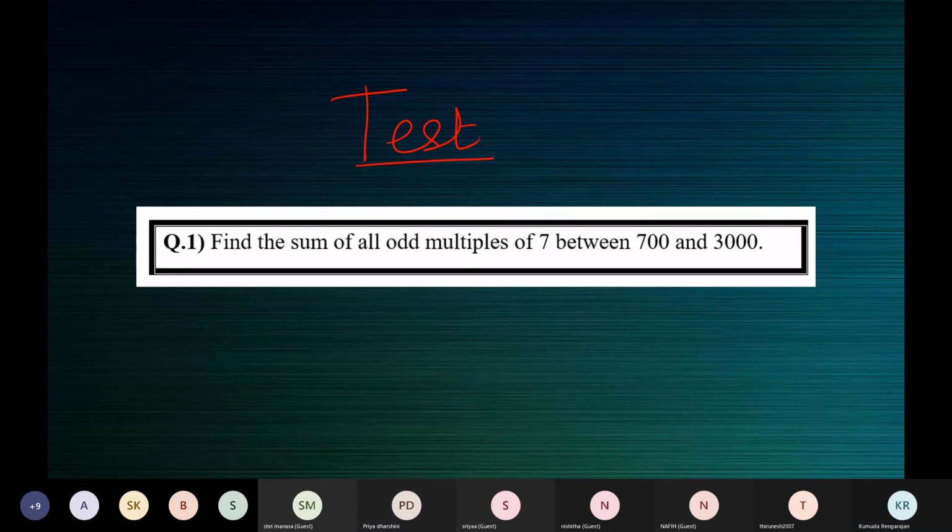Yes, ma'am. Ma'am, is the answer 302,498? You're close, but not correct. Ma'am, 3,03,072. Yeah, correct. 3,03,072. Good, Tirunesh. Very good. 3,03,072.